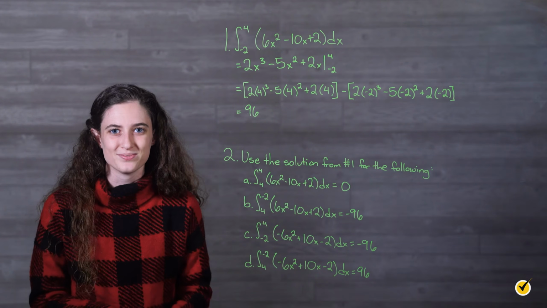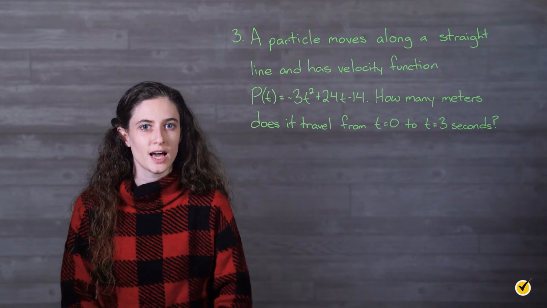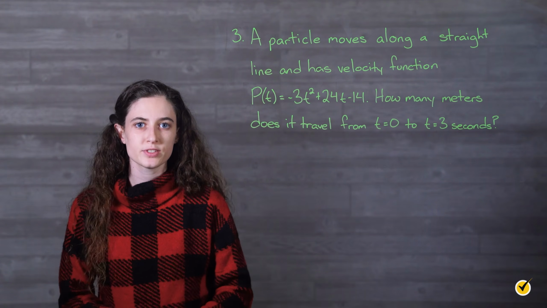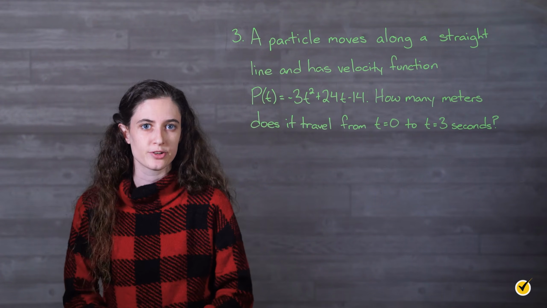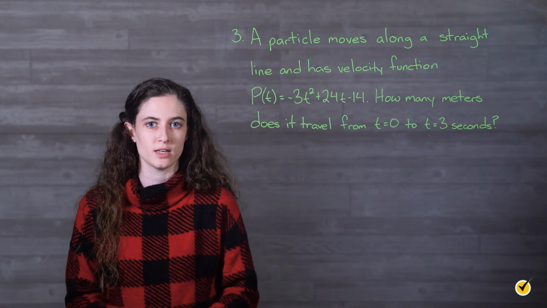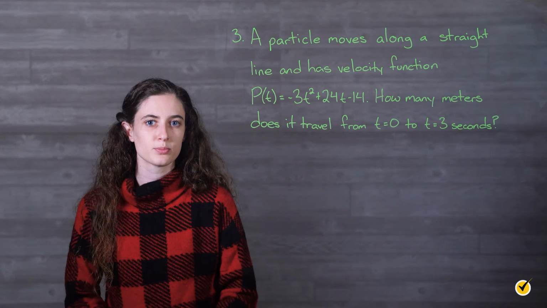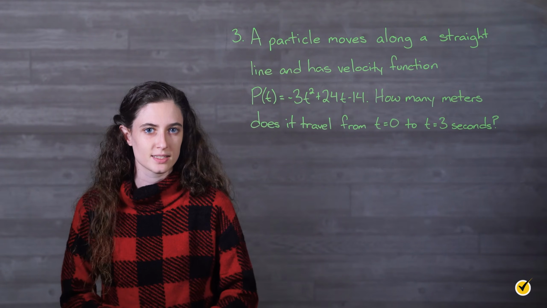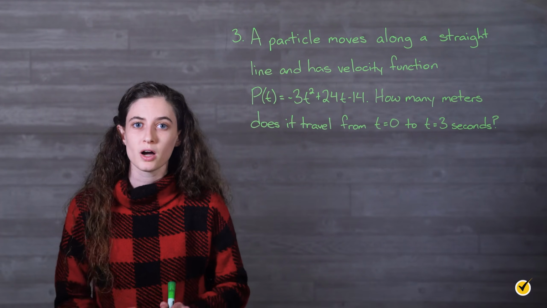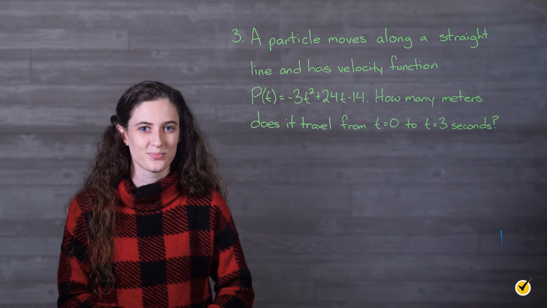Let's try one more. A particle moves along a straight line and has velocity function p of t equals negative 3t squared plus 24t minus 14. How many meters does it travel from t equals 0 to t equals 3 seconds? If you want to try this one on your own, pause the video and then we'll work it out together.